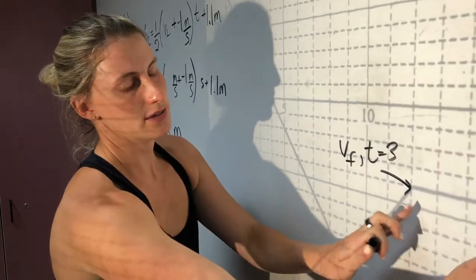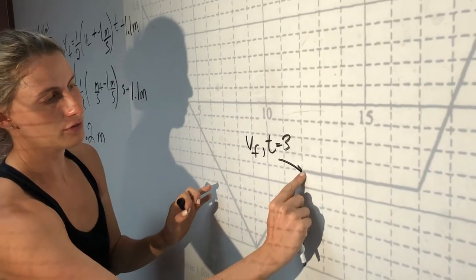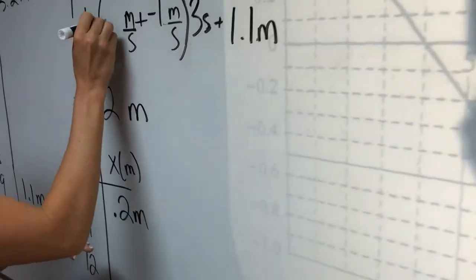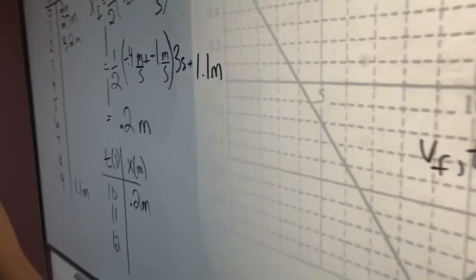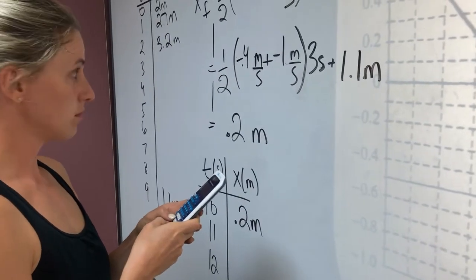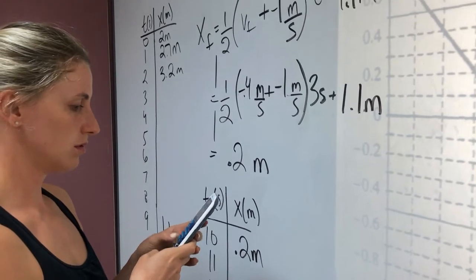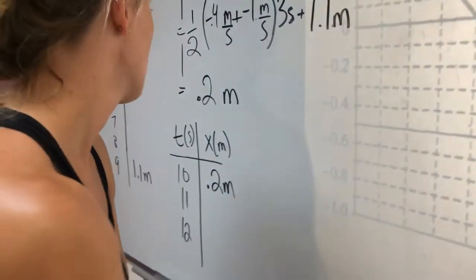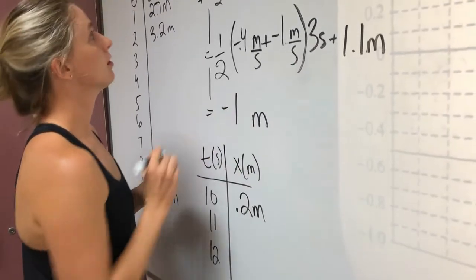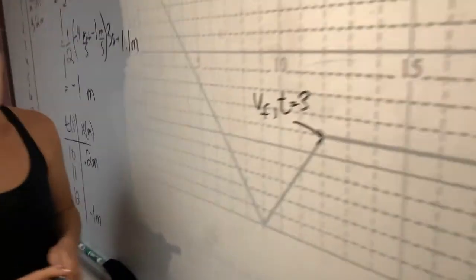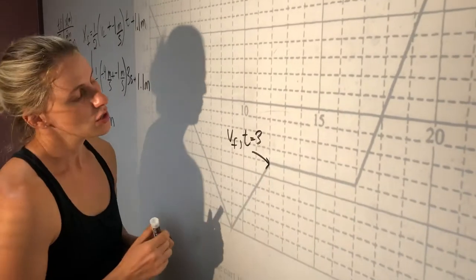So in order to do this next time interval right here, I need to figure out what the final velocity was in this spot right here at t equals 3. So I'm going to plug it over here. So time equals 3. My final velocity is negative 0.4. Calculator. 0.5 times 0.4 plus 1 times 3, plus 1.1. Okay, I got negative 1. So negative 1 for our position, and then I'm going to go ahead and write that down here, negative 1 for our position.